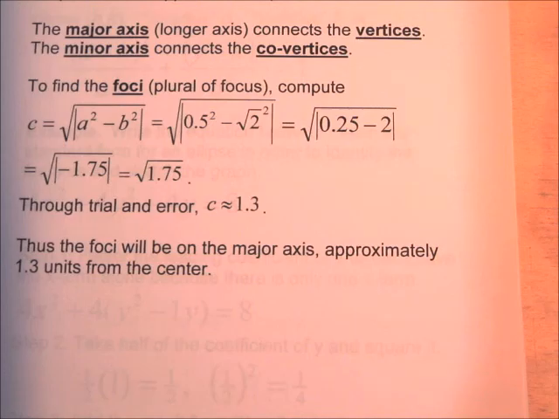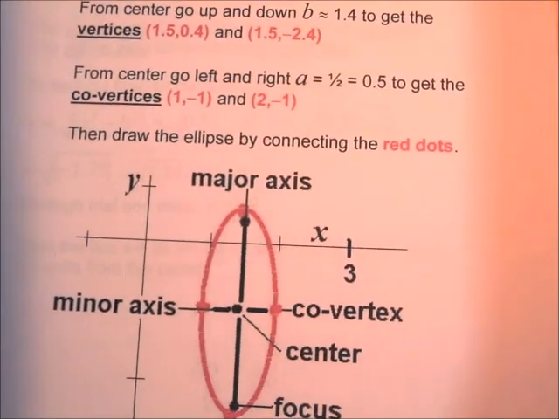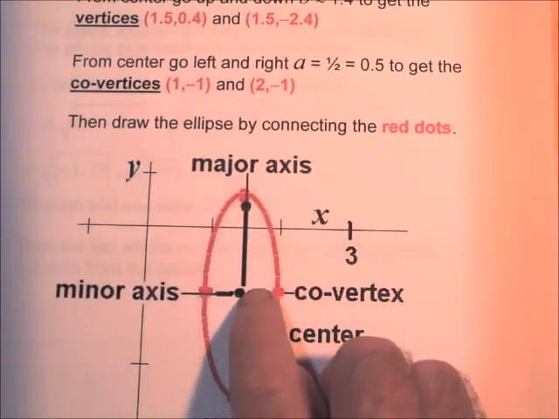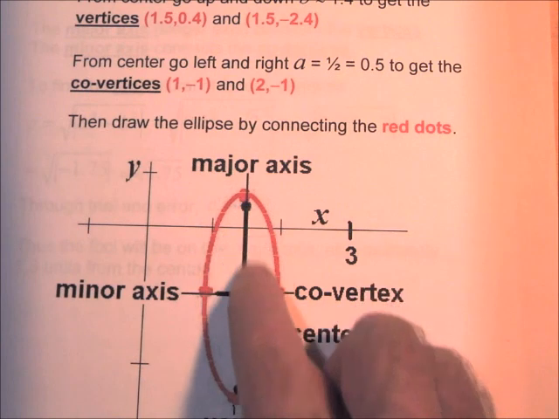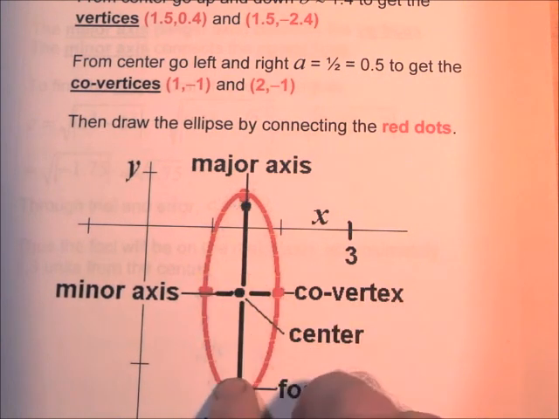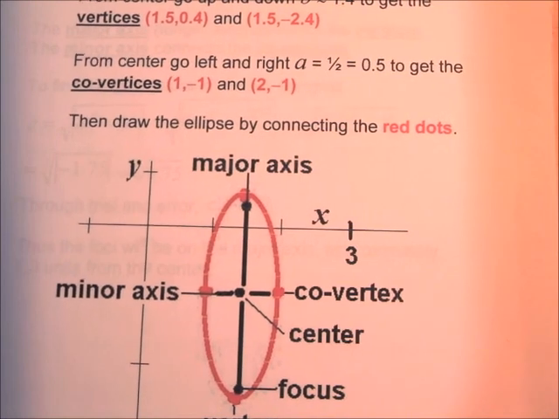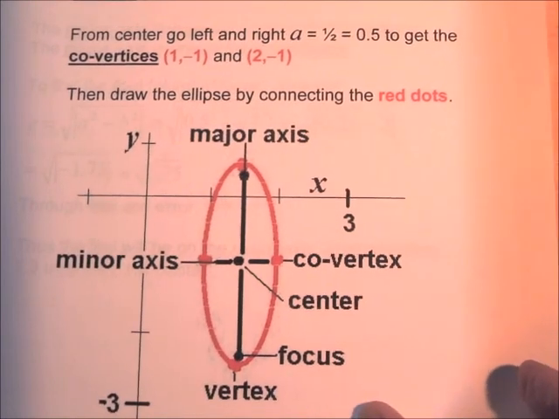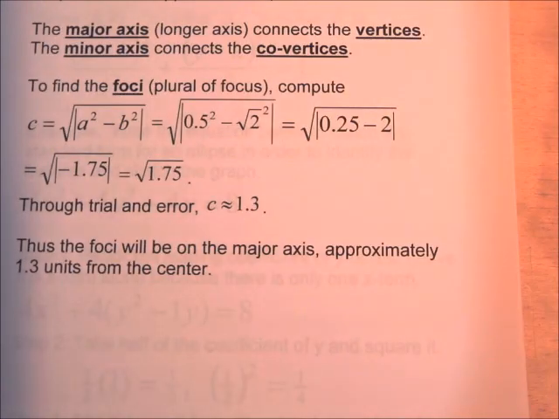So let's go back to the graph here. From the center, go up 1.3 and down 1.3. These black dots are the foci, and they're important in some applications. And that concludes this presentation.